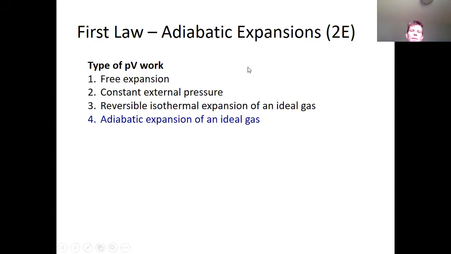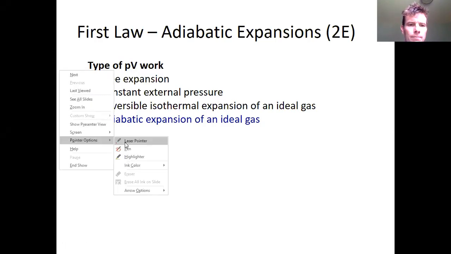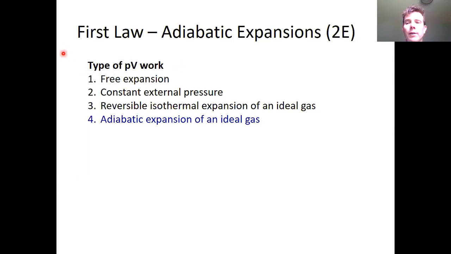Okay, hi everybody. I'm going a little bit out of order today and talking about adiabatic expansions, 2E of Atkins, but I think this will work well. Way back in the day, several lectures ago, we talked about types of PV work: free expansion, constant external pressure, isothermal reversible, and there was a fourth one called an adiabatic expansion. That's what we're talking about today, adiabatic expansions.